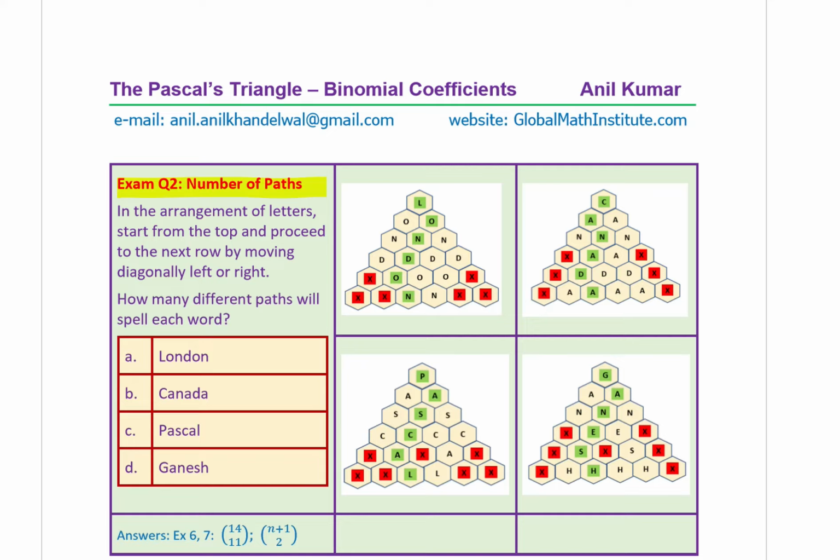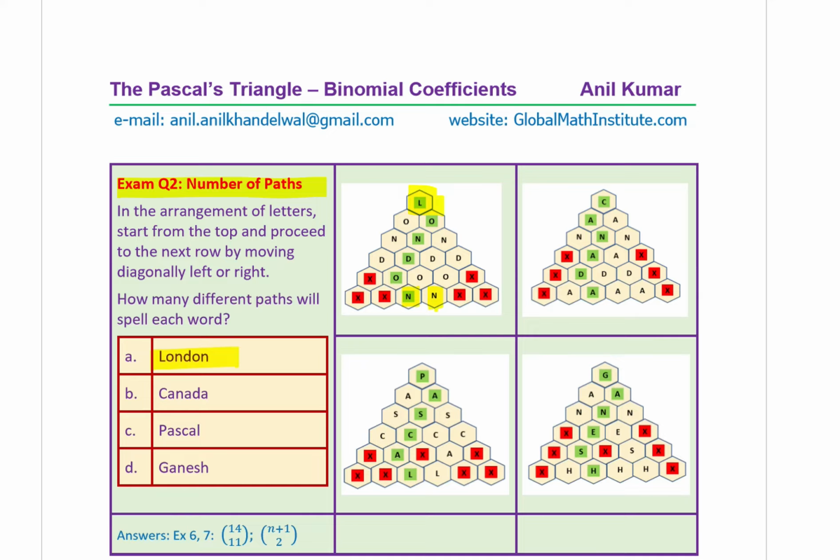How many different paths will spell each word? Try to find the paths to London, as shown here in one of the paths. Basically you have to reach this particular point, and there are 2 points where you could reach. How many possible paths are there? The maximum possible paths are the shortest ones from L to N, moving diagonally downwards in this Pascal's triangle.